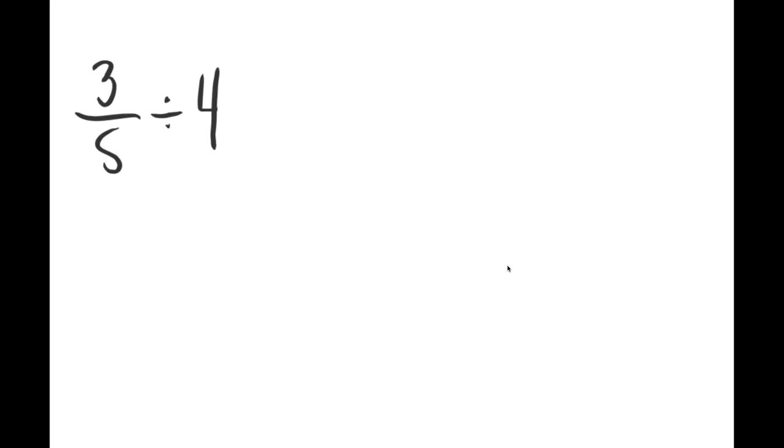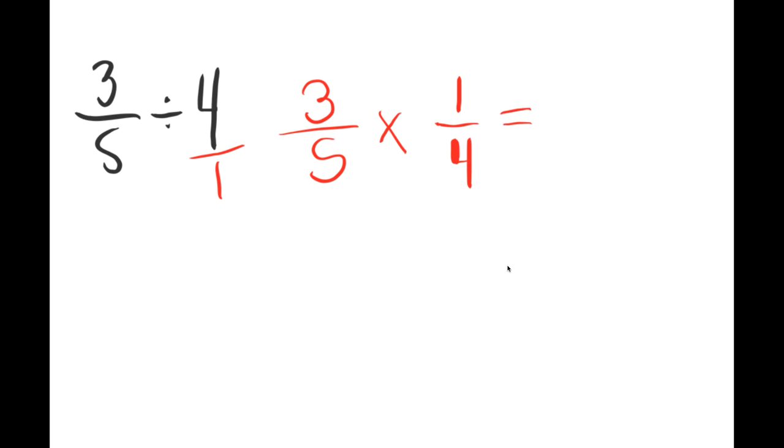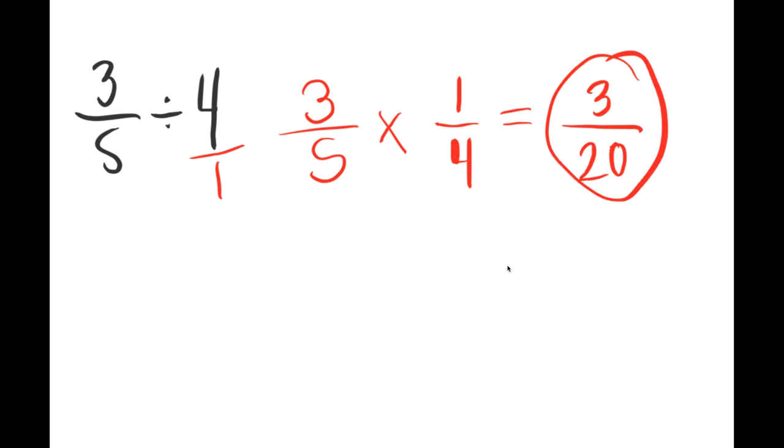Alrighty, we'll do this one. 3 over 5 divided by 4. We're going to keep our first term. We're going to put our whole number over 1 so that we can flip it. Change our division sign and solve. 3 times 1 is 3, all over 5 times 4 is 20. And no need to simplify. That would be our final answer.